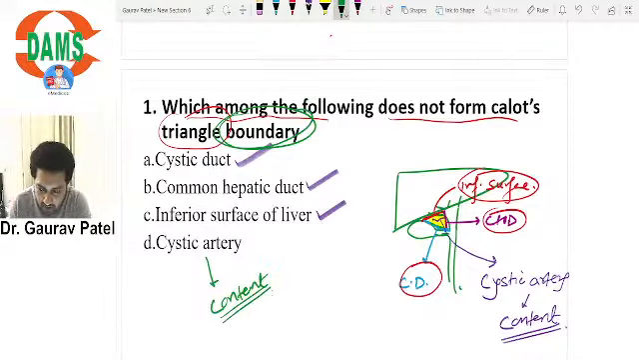So the question is not wrong, Prachi Pandey. No confusion. All clear? Going to the next. Prachi, is it clear? The question is not wrong. It is just that the artery is the content, not the boundary.